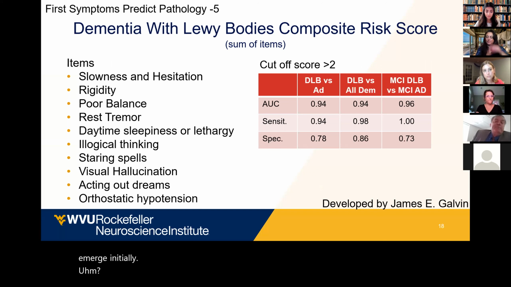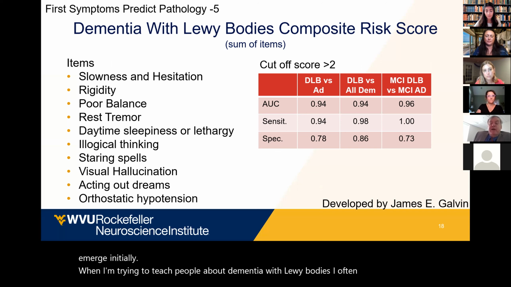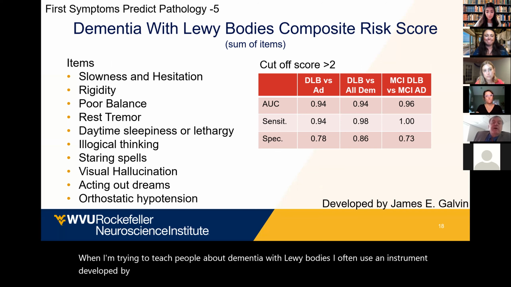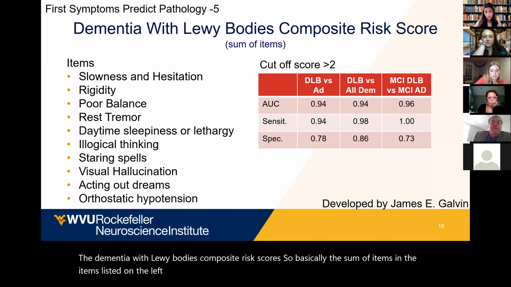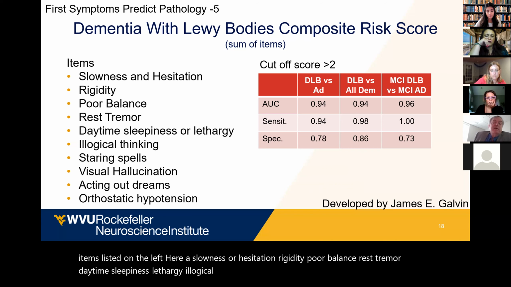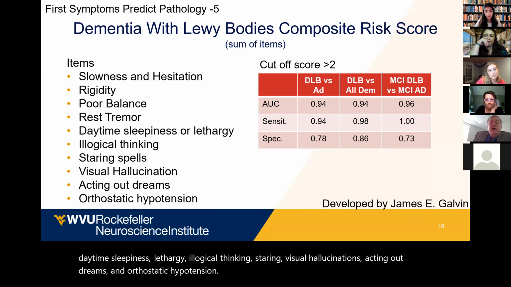When I'm trying to teach people about dementia with Lewy bodies, I often use an instrument developed by James Galvin called the Dementia with Lewy Bodies Composite Risk Score. It's basically the sum of the items listed on the left here: slowness or hesitation, rigidity, poor balance, rest tremor, daytime sleepiness or lethargy, illogical thinking, staring, visual hallucinations, acting out dreams, and orthostatic hypotension.